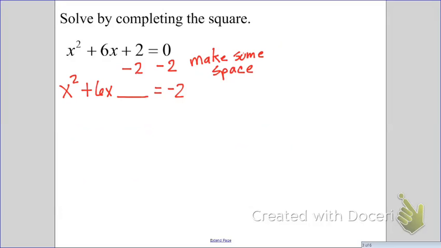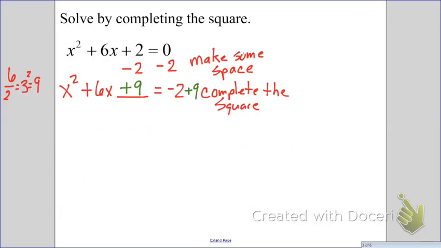Now we have to decide what's going to complete the square. So this is the complete the square step. Off to the side, I'm going to try to find the perfect number to make this into a perfect square trinomial. You take the b number, which is 6, you divide it by 2. We get 3. Then we square it, and we get 9. So I'm going to add 9 to this side. But in algebra, when I add something to one side, I have to add it to both sides. So if I add 9 to this side, then I also have to add 9 to the right-hand side.